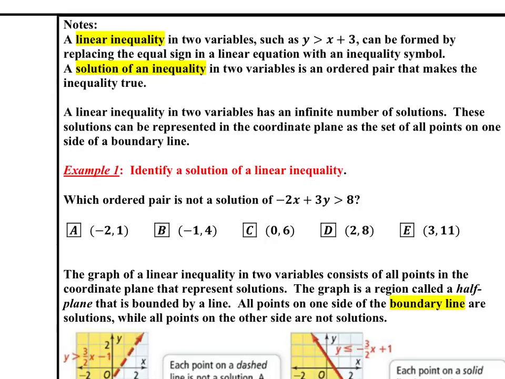A solution of an inequality is an ordered pair, x comma y. Let's add that so we don't forget what an ordered pair is. That makes the inequality true. So I could plug in a value for x and a value for y that would make the inequality make sense.